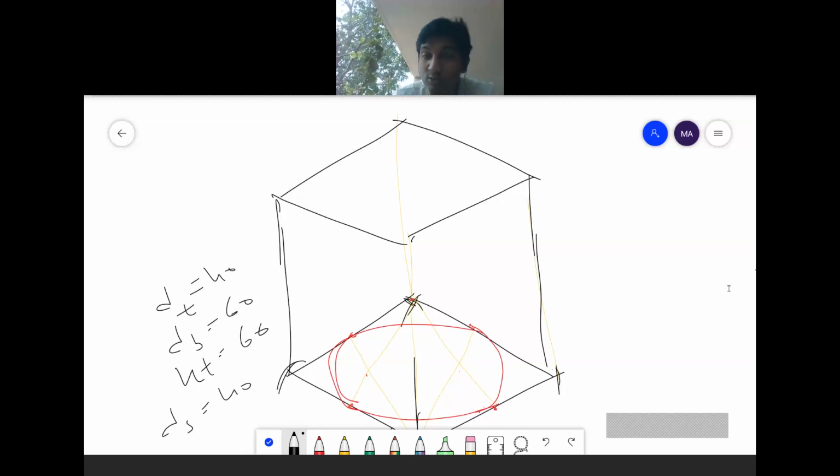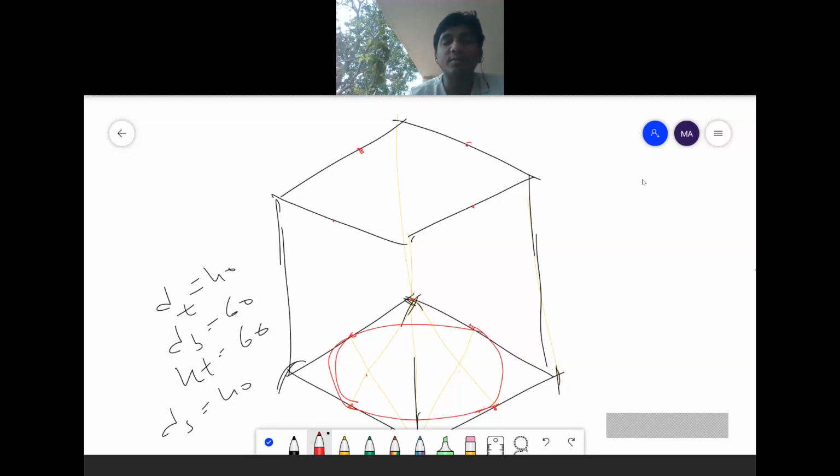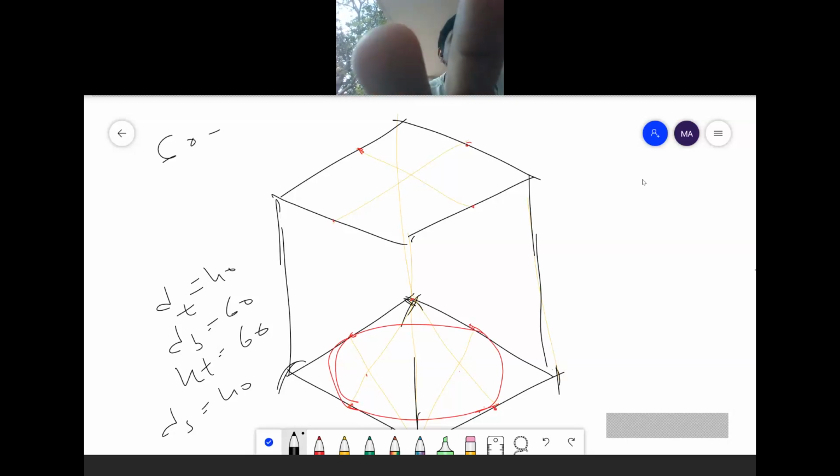40 mm. So I need to reduce the 60 to 40. How should I reduce? I will again mark the midpoints of these lines. Then I will join the midpoints of these lines, these midpoints and these midpoints. Here the diameter is 60. You have to reduce it to 40.